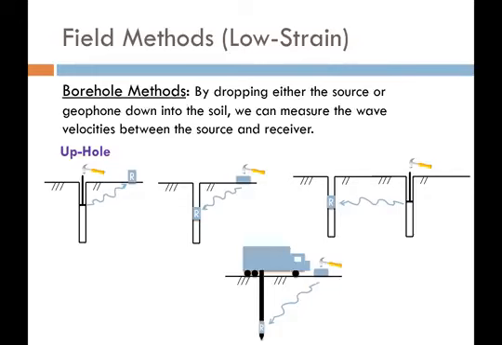Another way, a different iteration of this, is what we call downhole. In this particular case, we put the receiver down the borehole where it lodges up against the sides of the borehole wall, and then we have our source up on the ground. We still have the same distances, so the only difference is now our wave is going towards the borehole instead of away from the borehole.